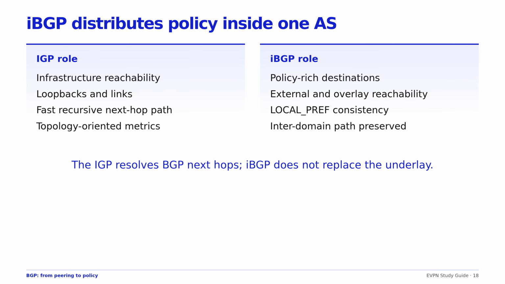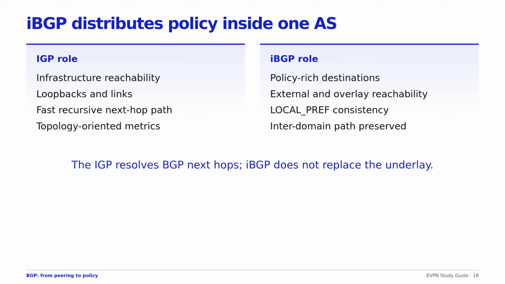iBGP carries externally learned and locally originated BGP reachability across one autonomous system without adding the local autonomous system number to the AS path. That preserves the interdomain path, while internal policy uses local preference and other controls to choose exits consistently. iBGP does not replace the IGP. The IGP provides reachability to BGP session endpoints and next hops. iBGP carries policy-rich destinations that should not burden the underlay.